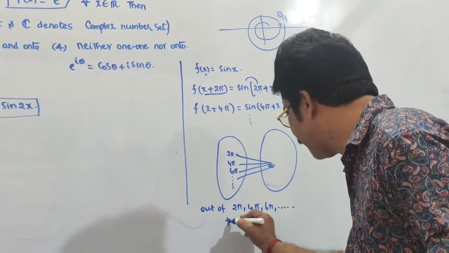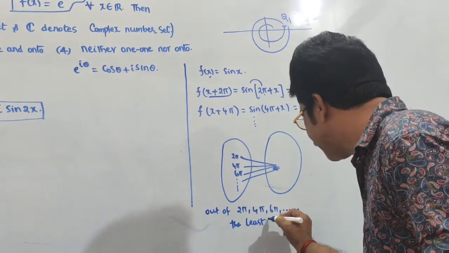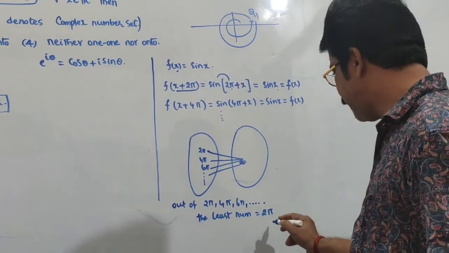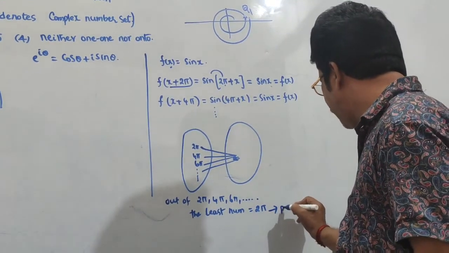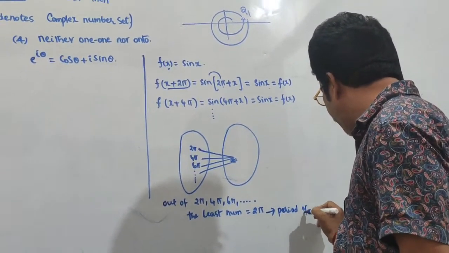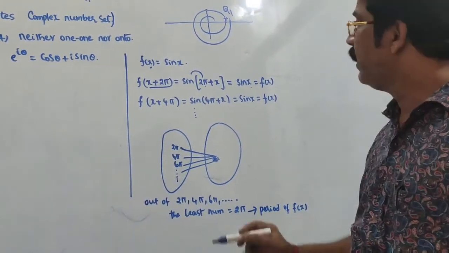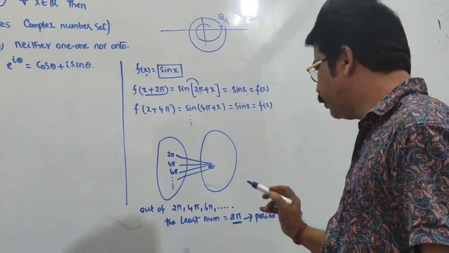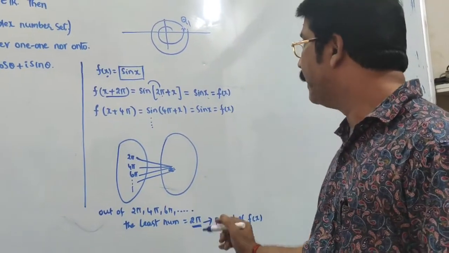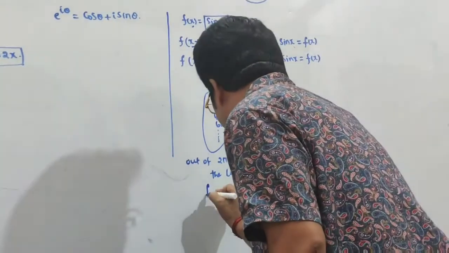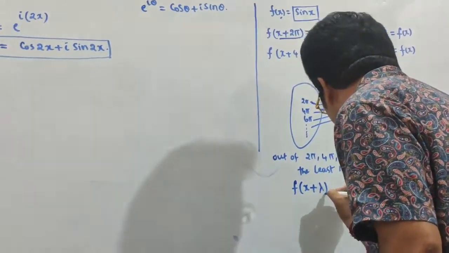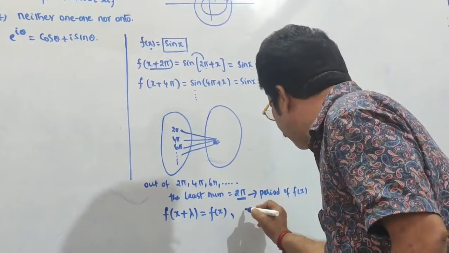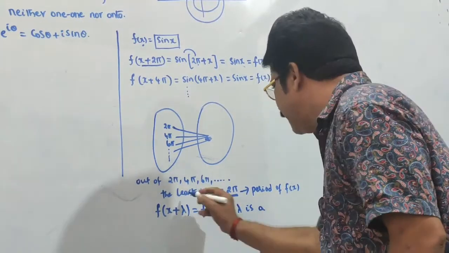The least number is equal to 2 pi. This least number 2 pi is called the period of f of x. So therefore, the trigonometric function sin x has the period 2 pi. So what is happening here? f of x plus something, lambda, is again becoming f of x. Here lambda is the least number.